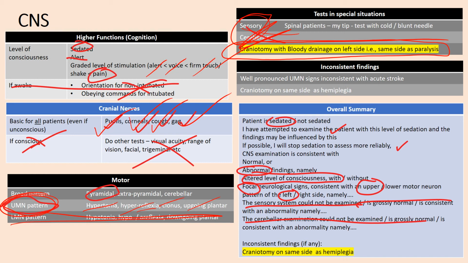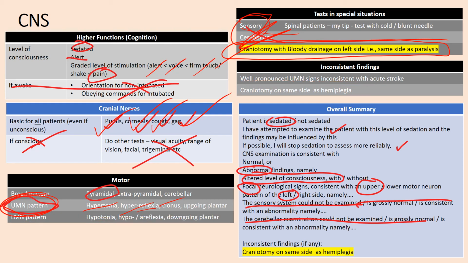Now, the inconsistent findings are, in the context of what I think is an acute stroke, she has very well pronounced neurological upper motor neuron signs. So something doesn't fit here because I would not have expected it on day 0. And also the craniotomy is on the same side as the hemiplegia. So again, that doesn't seem to make sense. I would have expected a right side craniotomy to explain a left side upper motor neuron paralysis. So something doesn't fit. Okay.